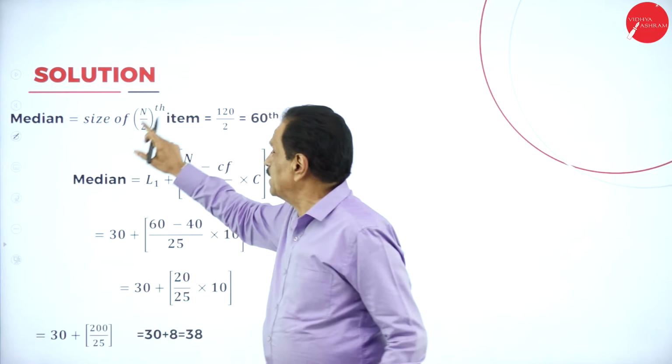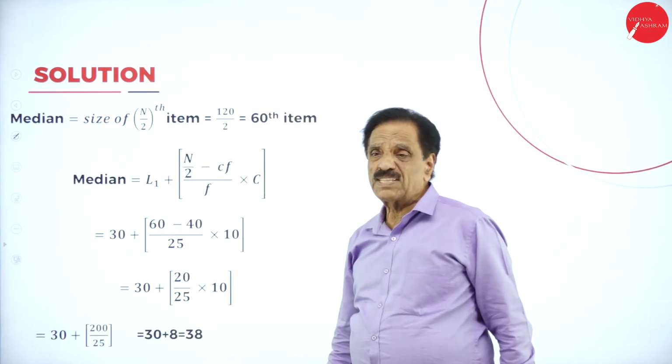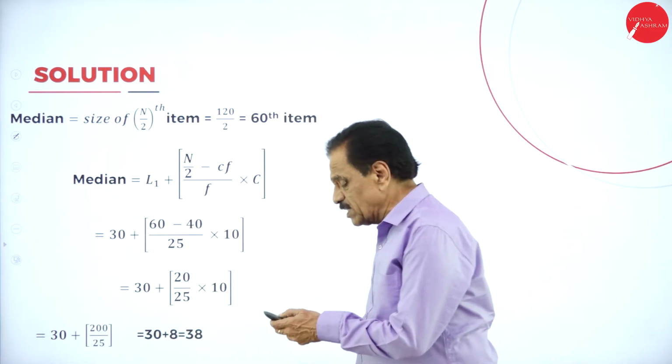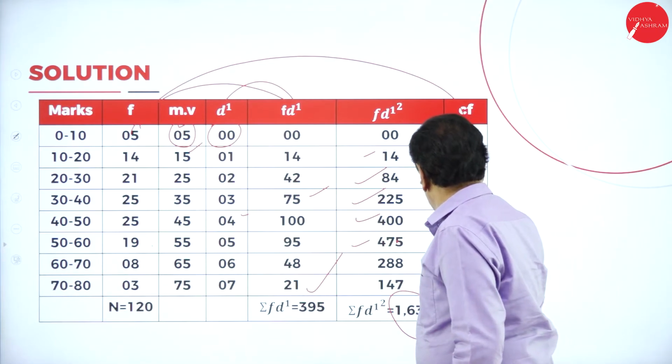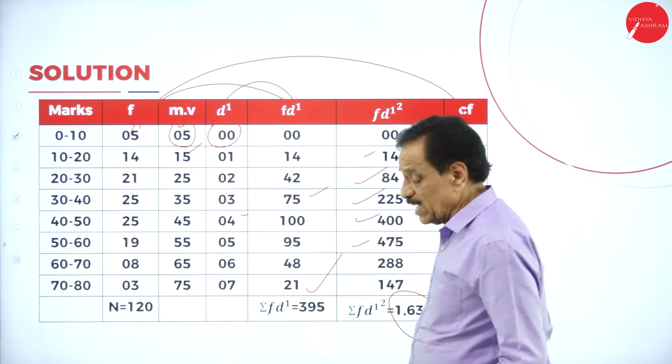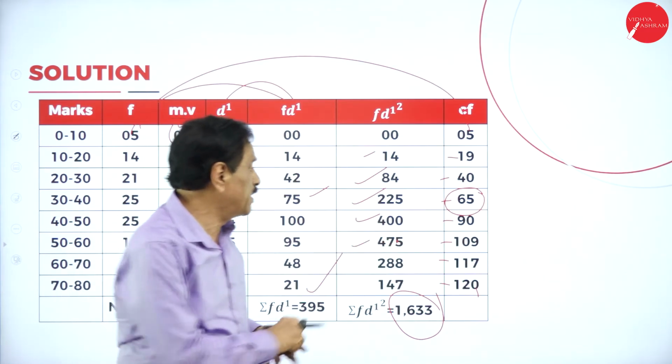Median lies in the size of n by 2 item. Size of n means 120 divided by 2, 60th item. You have to find out in the CF. Here, this is your set. Which is the 60th? It will come under 65. The 60th will come under 65.